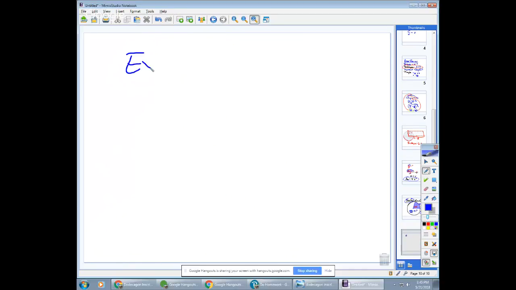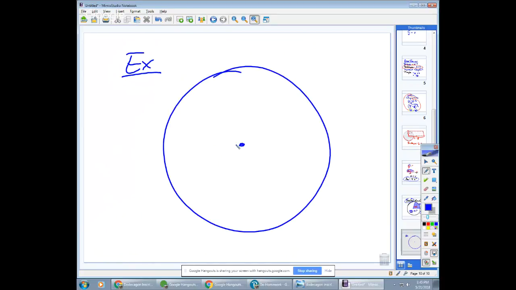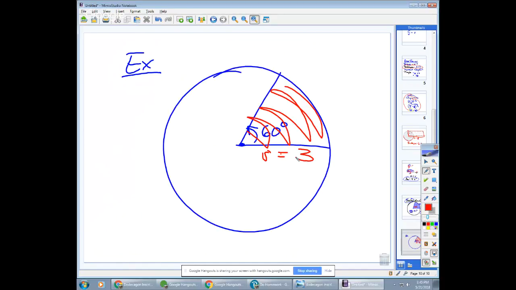So for example, let's go for a very popular angle, not 90, but 60 degrees. And I want to know the area of this sector if the radius is equal to 3. So see if you can come up with a measurement for the area of that sector. It's a 60-degree angle, and the radius is 3.